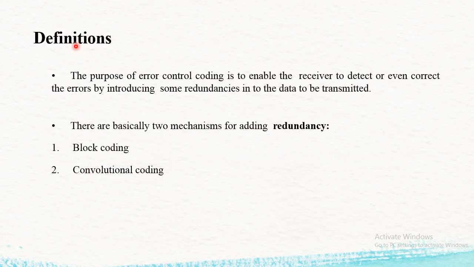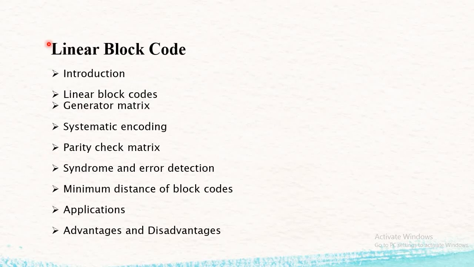Now to begin with, what is the definition of error control coding? So why do we go for error control coding? The purpose of error control coding is to enable the receiver to detect or even correct the errors by introducing some redundancy in the data to be transmitted. So here, whatever data we need to transfer, we add some bits, or some check bits, along with that particular message bit, and those bits are called redundancy bits. Based on that mechanism we have two types of code. First one is block coding and second one is convolution coding. So first we begin with the linear block code.